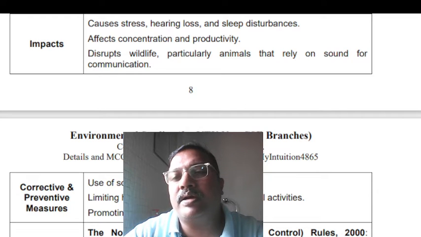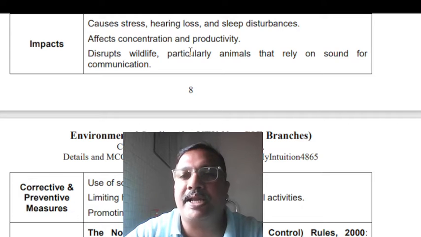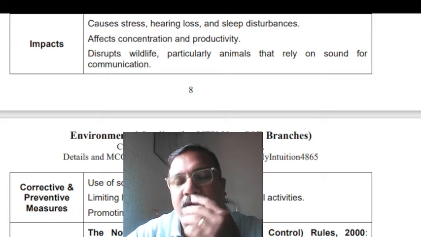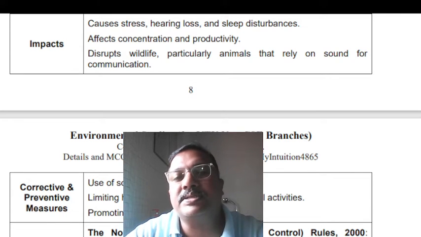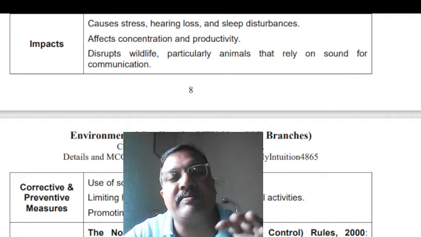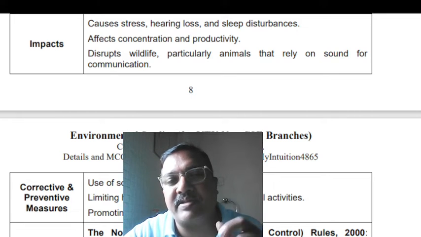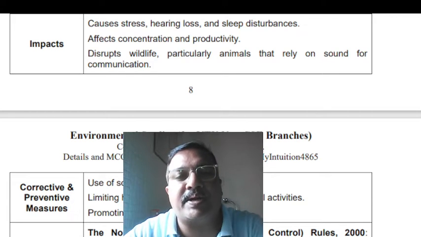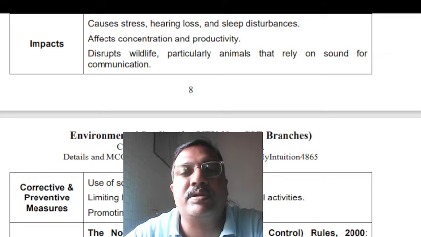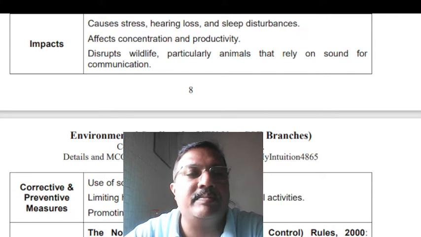Not only on humans, but also on wildlife, particularly animals that rely on sound for communication. Many animals rely on sound for communication. Loud noises disturb them and make it very hard for them to find food, avoid predators, or find their mate. So noise pollution affects the natural habitats of birds and marine animals.